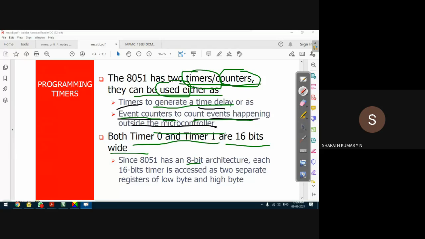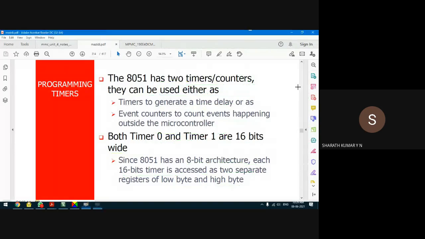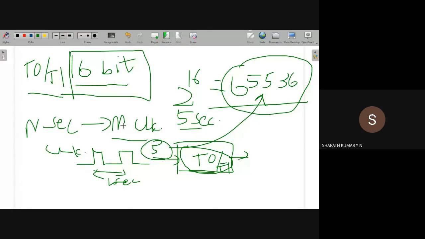The 8051 is an 8-bit architecture, because its standard data size is 8-bit. Each 16-bit timer is accessed as 2 separate registers, a low byte and a high byte. What happens is that the microcontroller does not identify anything bigger than 8-bit. Something bigger than 8-bit, it will understand as a set of 2 registers.